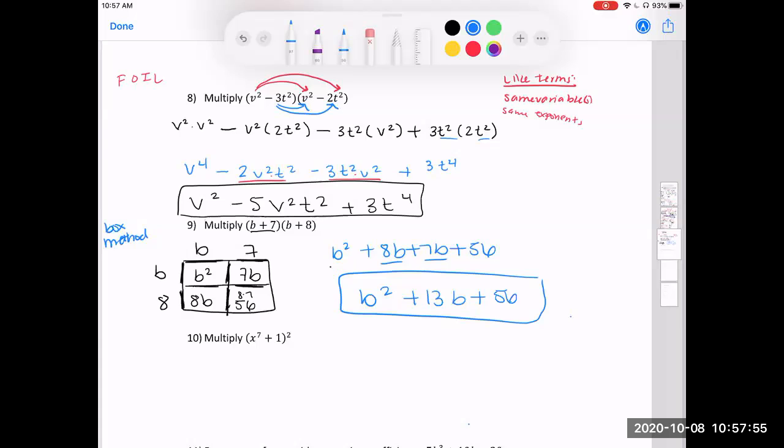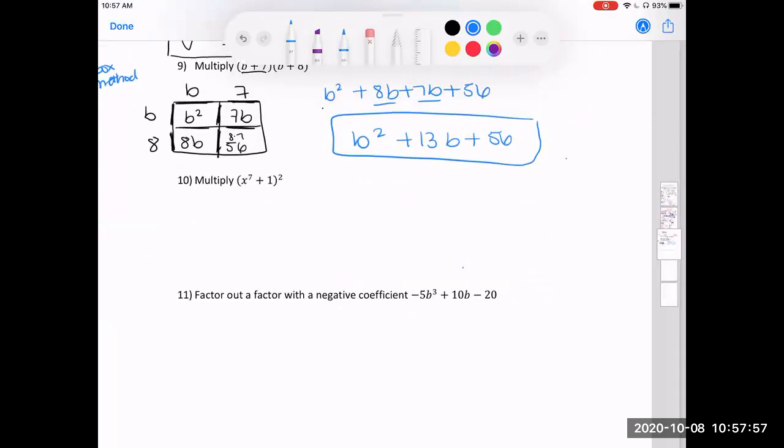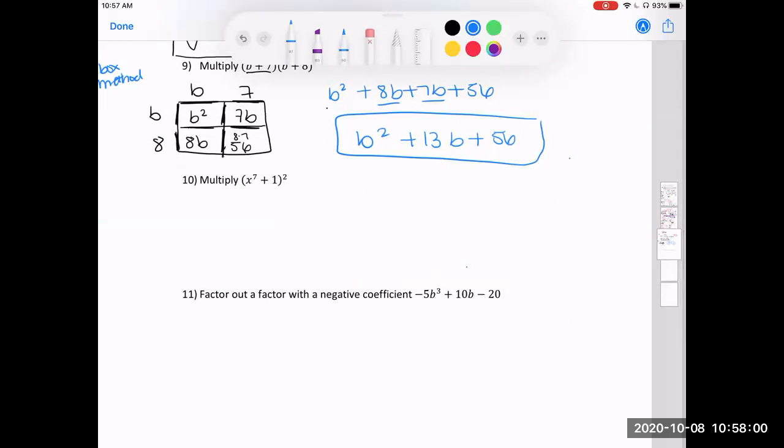Okay, number 10. So for number 10, you're asked to multiply x to the 7th power plus 1, squared. So we know that we don't square each one. There's a meme that says every time you do that, a puppy dies. And I need to put it into our page because I think that applies to us. It doesn't. That means that we're multiplying it by itself twice. So I have x to the 7th power plus 1 and x to the 7th power plus 1, and I need to multiply them.